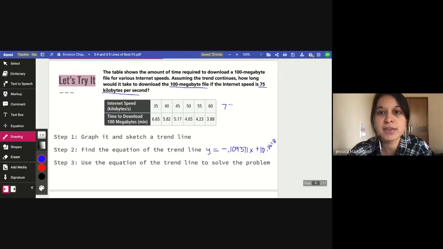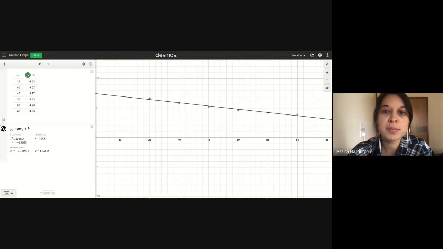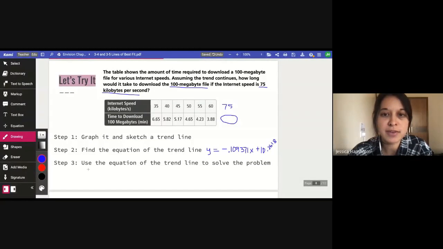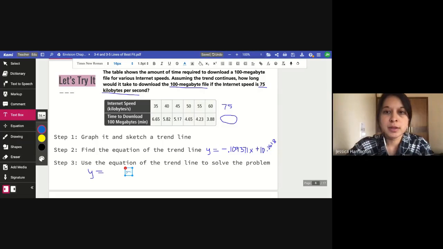So if I plugged in a 75 over here, what would be the time? Well, these values, 35, 40, 45, 55, 60, are the x values, right? If I look at my table, that was an x. So now all I'm doing is using my equation and plugging in x equals 75. What I'm really doing is y equals negative 0.109371 times 75, because that's my x, plus 10.2618, right? I'm just typing all of that in.